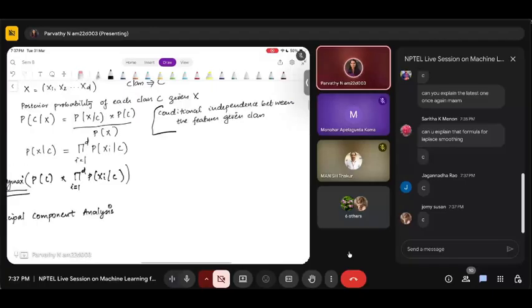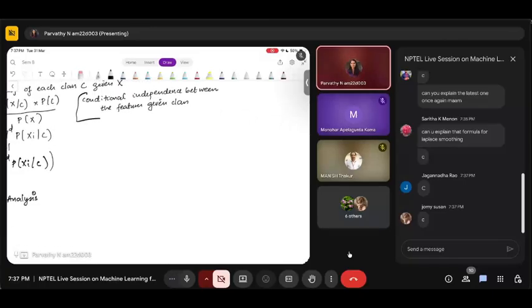So the formula for Laplace smoothing: if I have a feature xi and it has a value v, given class c, the Laplace smoothing uses the count of xi equal to v comma c plus 1, divided by the count of that specific class C plus n. N is the number of unique values of this feature xi. This is the formula that is used for Laplace smoothing. It's given in the video, so you can check that.